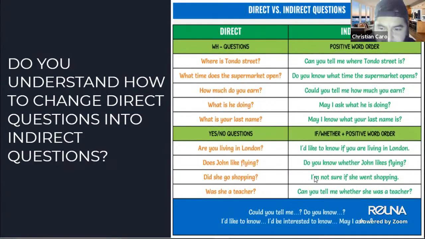With the next one, did she go shopping? In this case, I'm not sure if she went shopping. As you can see, this is an indirect phrase, in which you got the introductory indirect phrase, which is I'm not sure. Then you got the connector, which is if, and then positive word order, like she went shopping, because in this case, the example is not a question, right? It's an indirect sentence.